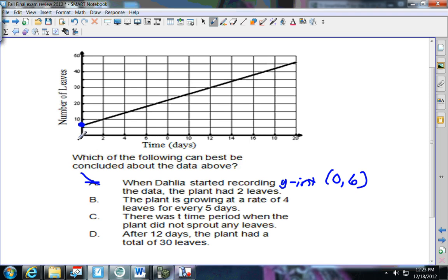The plant is growing at a rate of 4 leaves for every 5 days. Well, I'm going up 5 days. I'm going up 10 leaves over 2 days. How many leaves is that per day? That's 5 leaves per day. And it says 4 leaves for every 5 days. No, because here's 5 days somewhere over here, and we're all the way up here above 15. It's not B. There was a time period when the plant did not sprout any leaves. Well, this line is increasing the entire time. It does continue to get leaves. Then it says after 12 days, the plant had 30 leaves. 12 days up here, that's at 30 leaves. So the answer is D.